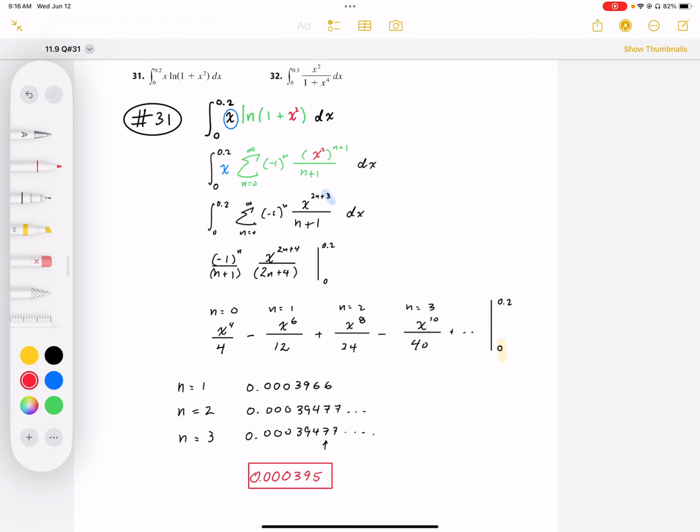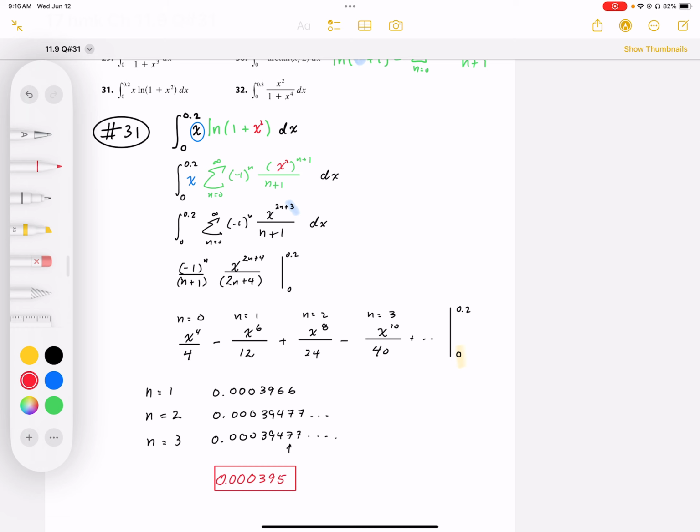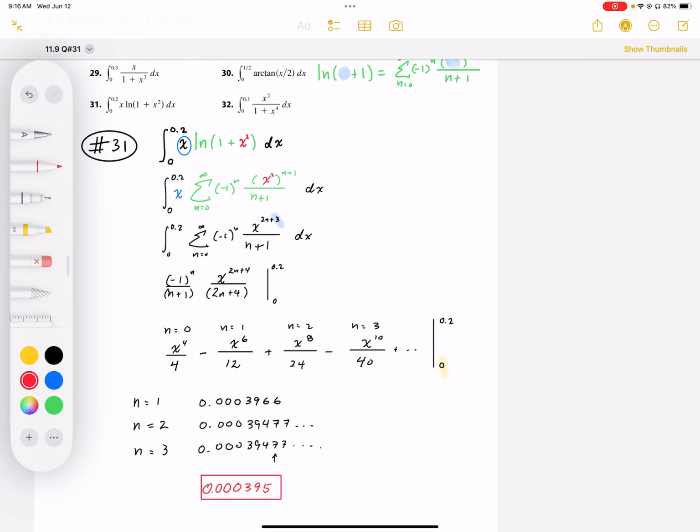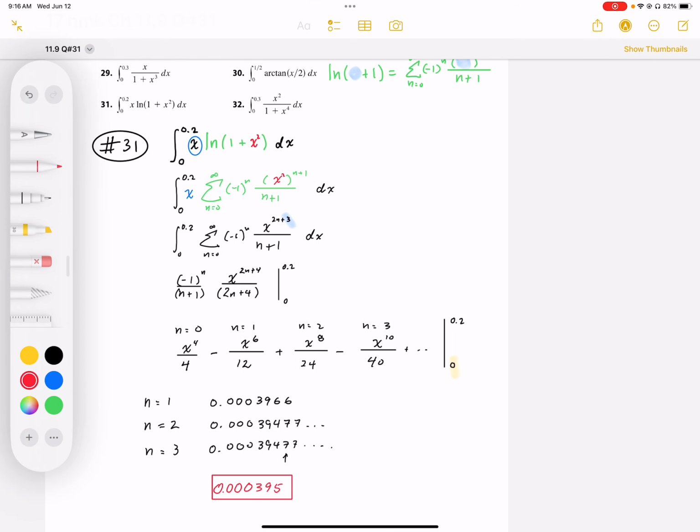Okay, so that's the value of that definite integral by using a power series for log, rearranging that series so I can integrate it, applying the power rule, generating terms for that expansion, and then integrating with enough terms to give me the degree of accuracy that I need.